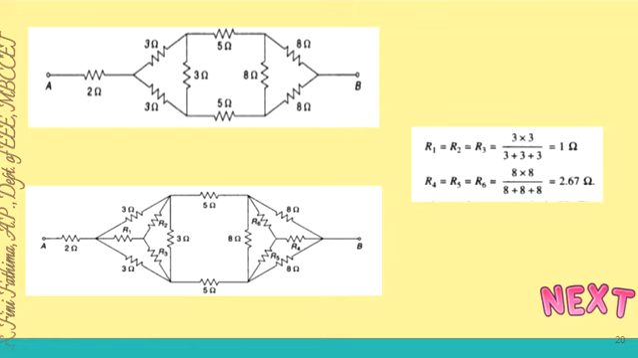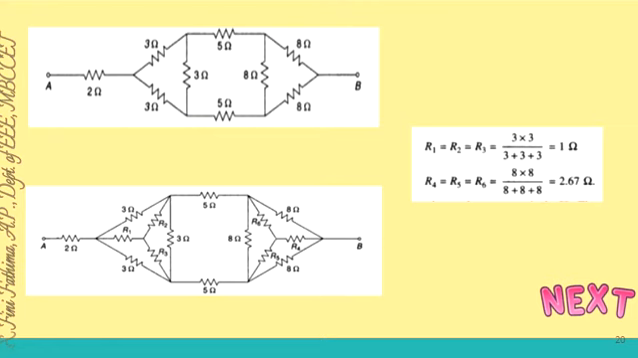So what will be the value of R1? The product of adjacent sides, that is 3 into 3 divided by the sum of the sides, 3 plus 3 plus 3. 9 divided by 9, the value will be 1 ohm. So R1 is equal to R2 is equal to R3 is equal to 1 ohm. Similarly, to find out R4, R5 and R6, R4 is 8 into 8 is 64 divided by 8 plus 8 plus 8, that is 24. Okay, 64 divided by 24 is 2.67.